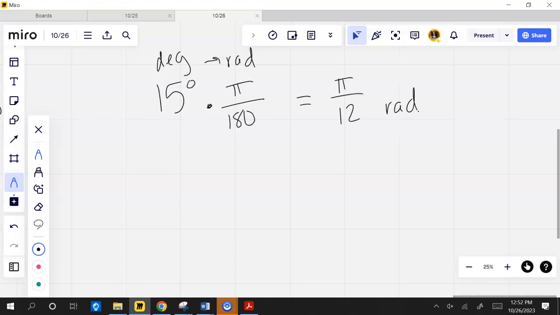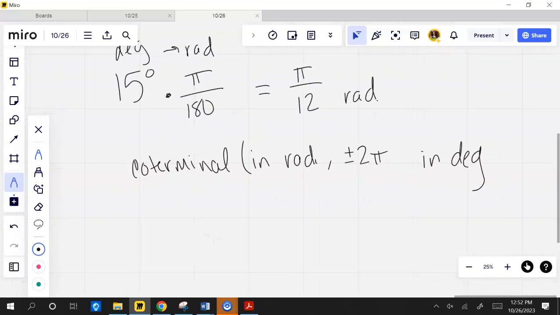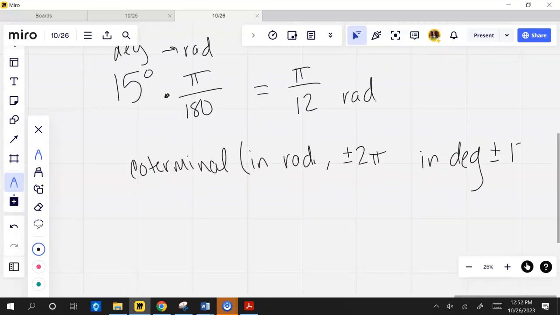Now, coterminal. Coterminal means, in radians, add or subtract 2 pi. In degrees, add or subtract 360. That's how we find coterminal every single time.